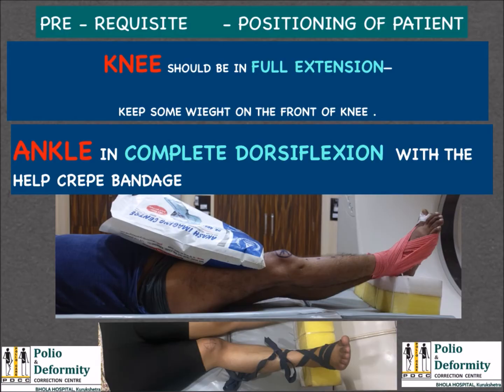And so the prerequisite is positioning of the patient. The knee should be in full extension. Keep some weight on the front of the knee so that the knee is in full extension. The ankle should be in complete dorsiflexion. With the help of a crepe bandage, you can do this.